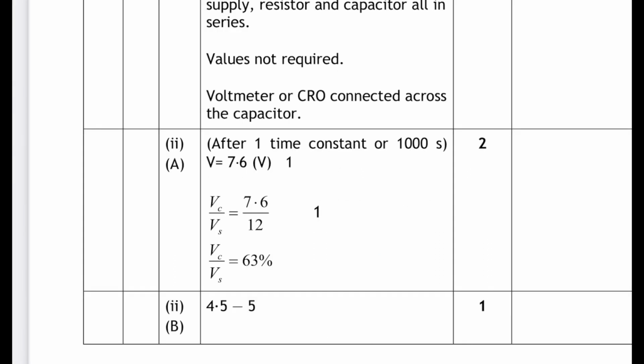Let's have a look at the marking instructions. So the voltage at 1 time constant was 7.6 volts, and then 7.6 out of 12 is your 63%. And then part 2, part B, how many time constants does it take before it's fully charged? Well, again, we're getting that from the graph, or you might already know this. That is about 5 time constants, and indeed they're accepting between 4.5 and 5.